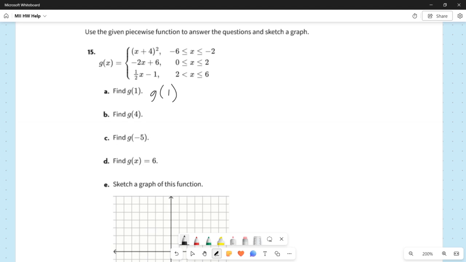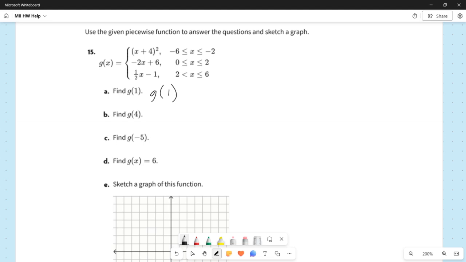Now, in order to evaluate g of 1 with a piecewise function, before we plug it in, we need to know what we are going to plug it into, because we have 3 options here. There's the first one, the second one, and the third one, and they're going to give us different answers, but only one of them is going to be correct. So we've got to figure out what we are talking about here. So our input is 1.